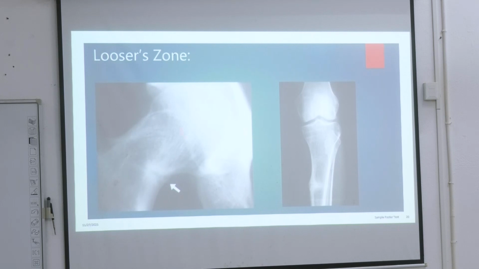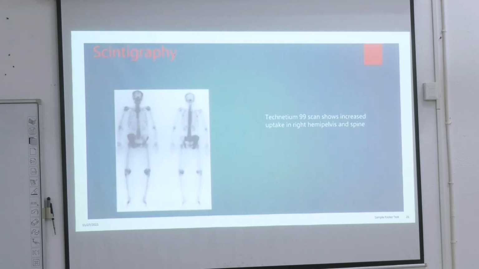So finally, these are Looser zones. Okay, an increased area of sclerotic activity and an increased area of demineralization. This is called Looser zone formation. And Looser zone formation is very common and specific for Paget disease of bone.